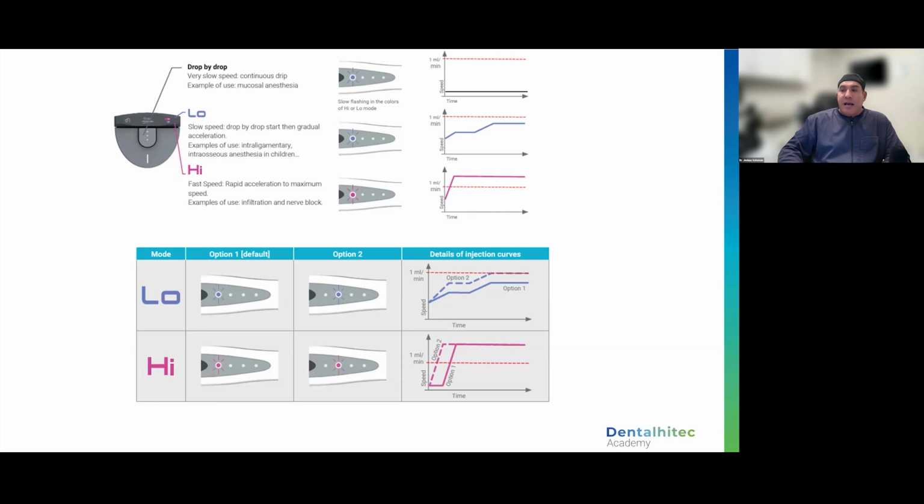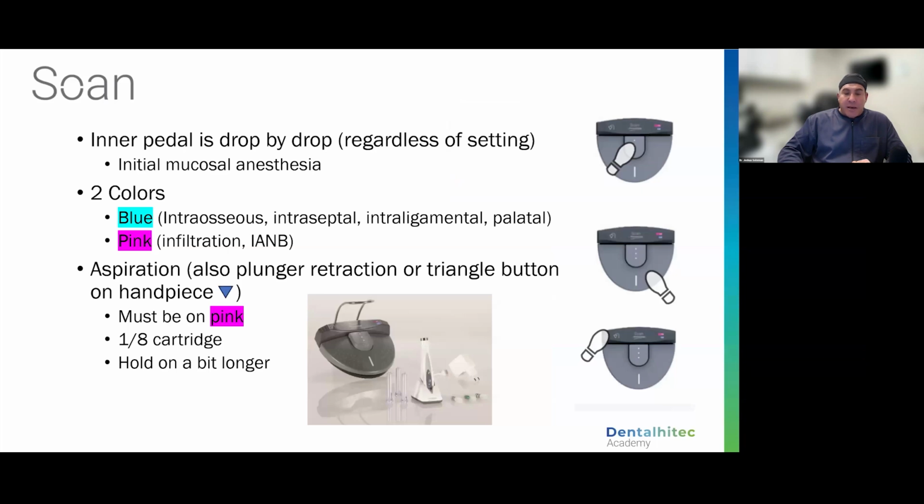I would not change those. I would just leave them as is. And my unit is on blue for low basically all the time. The SOAN does have the ability to give a block or to give an infiltration. That's when you're going to be in pink.